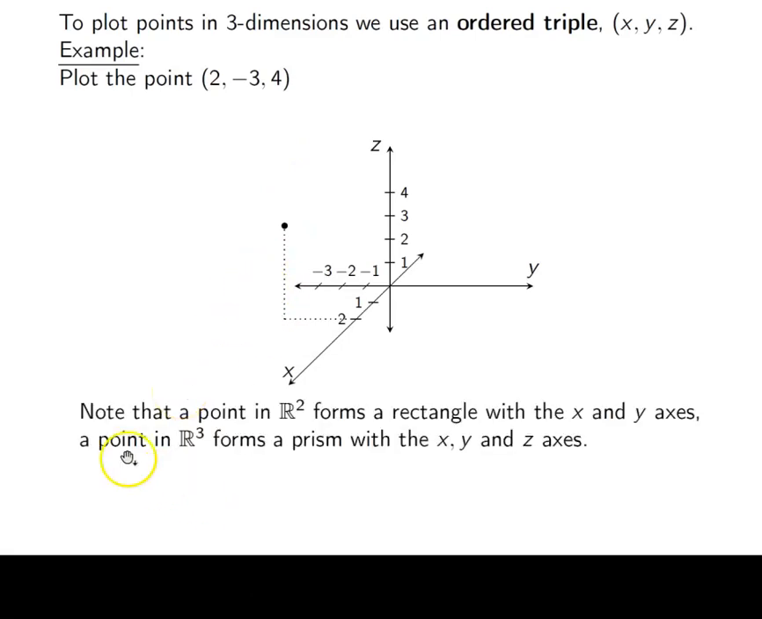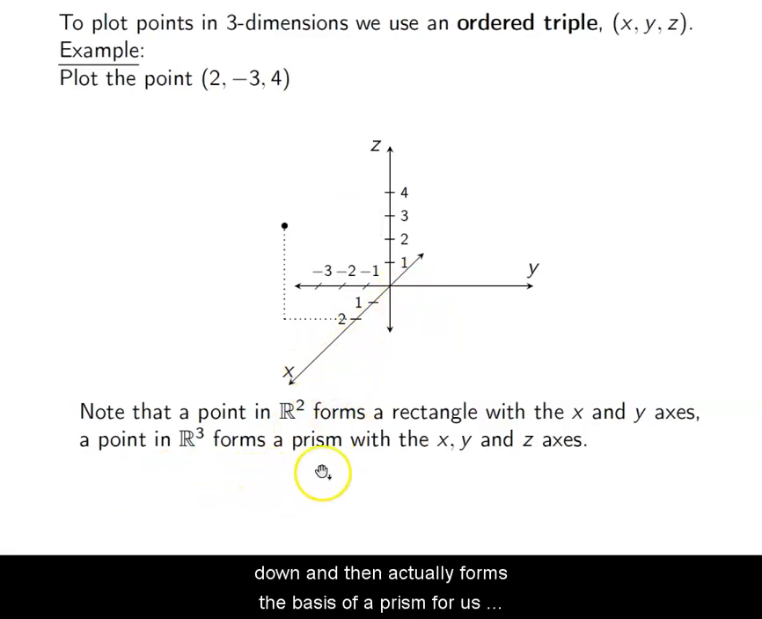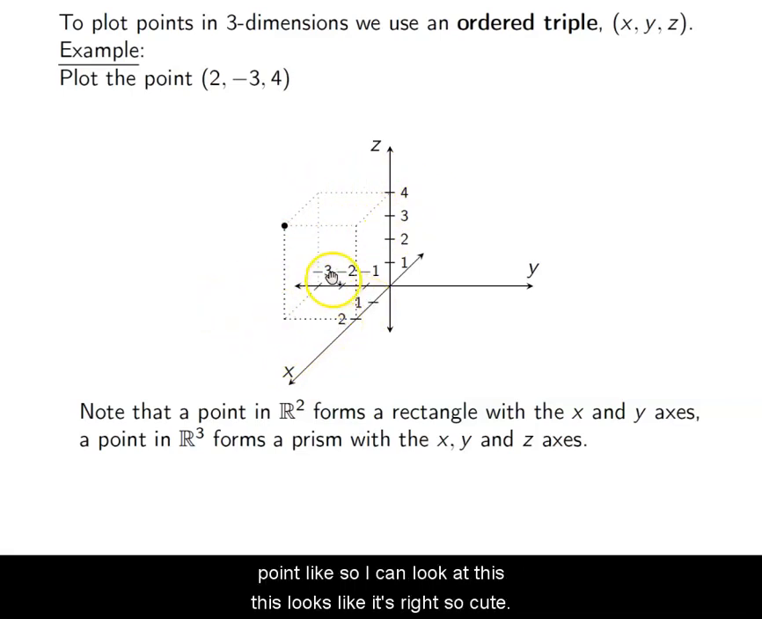I don't know if you've noticed before, but when we have a point in R2, that point actually makes a rectangle. We go over X and we go up Y, and that forms the basis of a rectangle for us. In R3, we have left and right, in and out, and up and down, and that forms the basis of a prism for us. The X, Y, and Z axes are part of that prism, and then we have how much we moved over to get to our point. If you look at this, it looks like a prism, a cube.